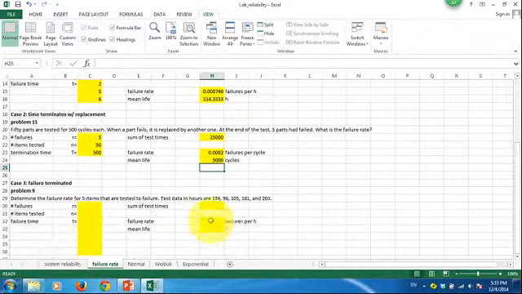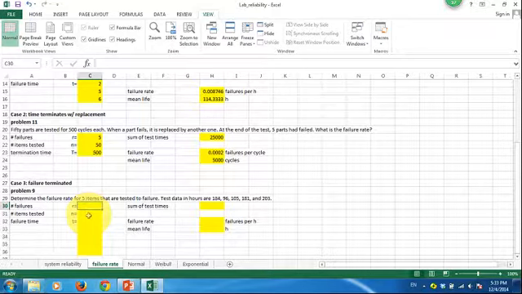Now case 3 is failure terminated. So in case 3, you test every component, every part, every item to failure. And therefore you do not have a uniform termination time. You just test everything to failure and then try to find the failure rate. So the number of failures and the number of items tested are actually the same in case 3. Let's see problem 9.